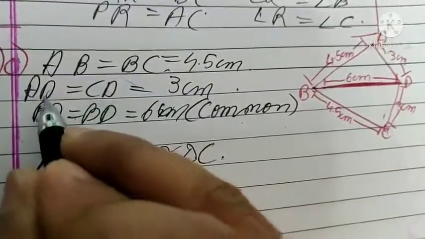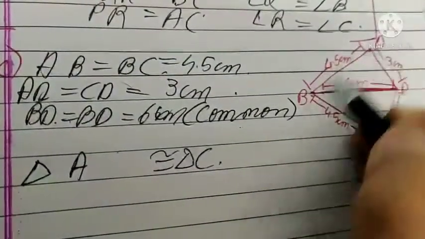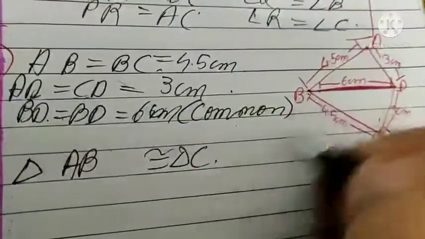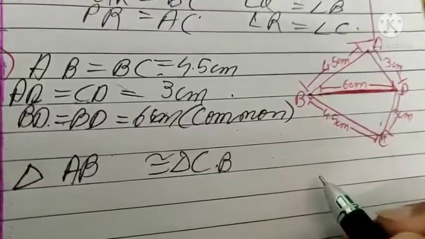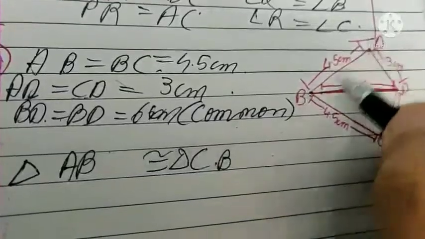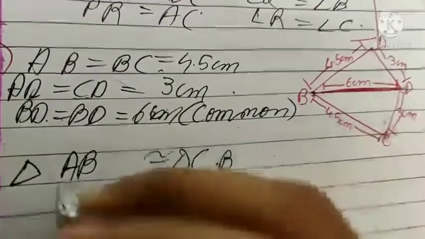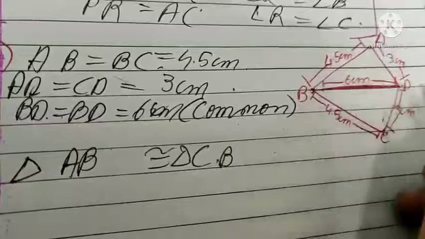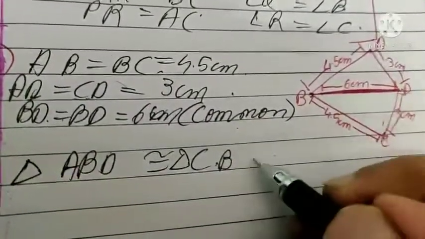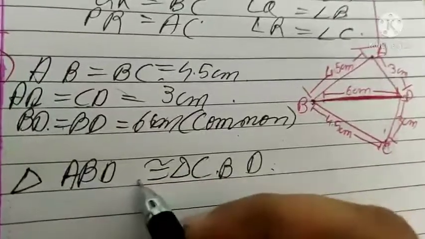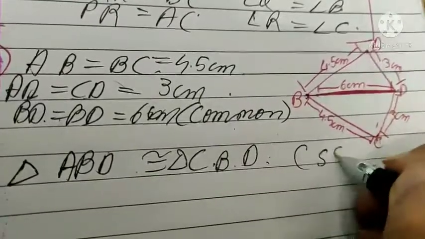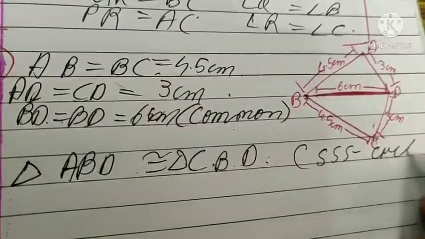Then AD equals CD. The point in front of AD in this triangle is B. The point in front of CD in the below triangle is B. And then the point in front of AB is D, and the point in front of BC is D. So triangle ABD is congruent to triangle CBD by SSS criteria.